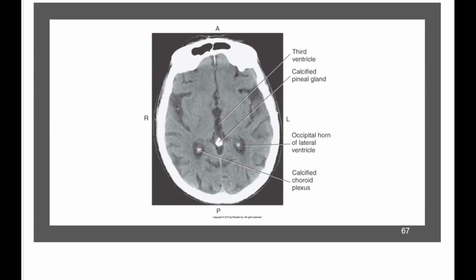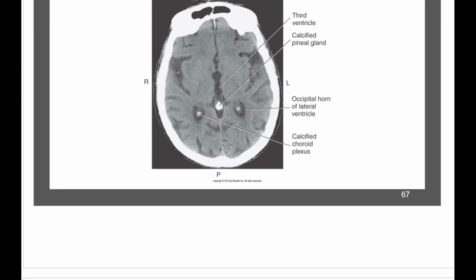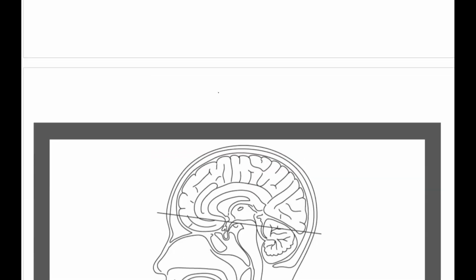Here is a CT. As you can see, we don't see as much detail, but it does show us the calcified pineal gland and the choroid plexuses, which are normally calcified in adults. So pretty cool, pretty cool. Third ventricle, that's pretty wide, so a little concern there.